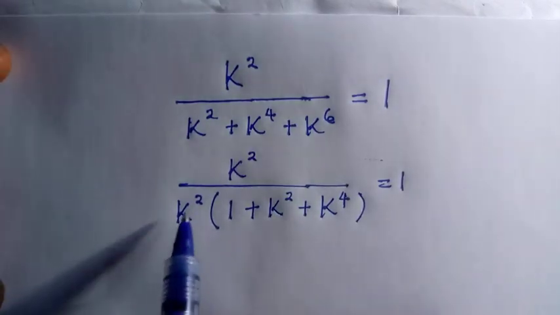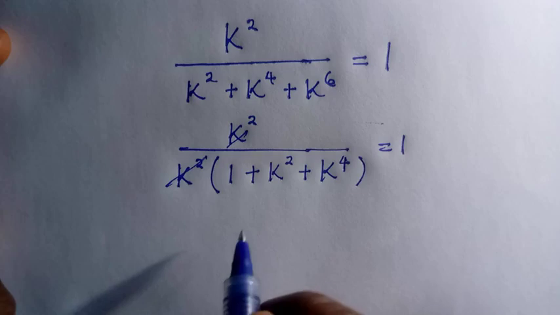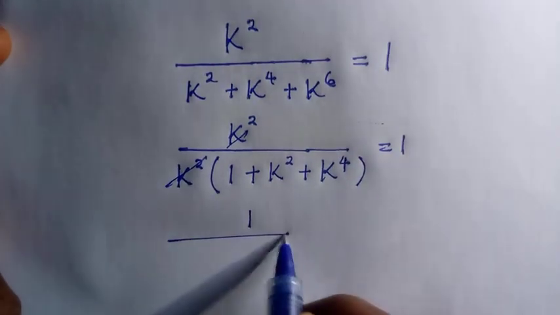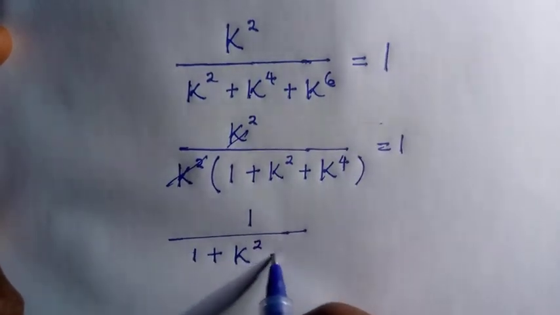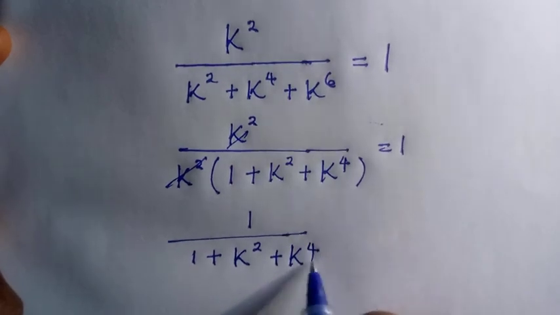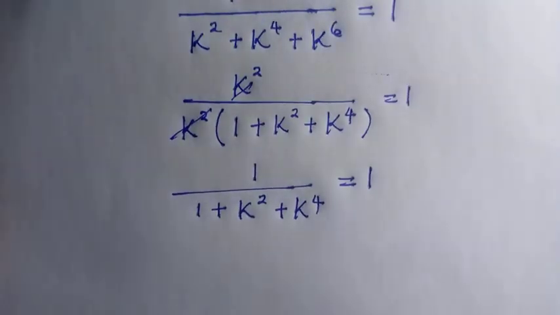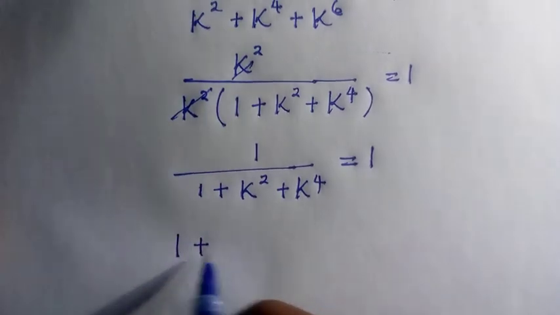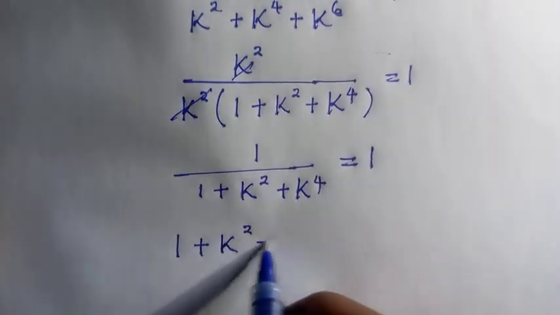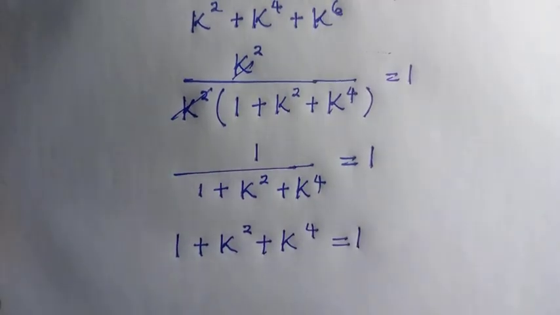With what we have here, this and this cancel. After the cancellations, at the top we have 1, divided by 1 plus k to the power of 2 plus k to the power of 4, and everything equals 1. Then we cross multiply. When we cross multiply, we have 1 plus k squared plus k to the power of 4 equals 1.